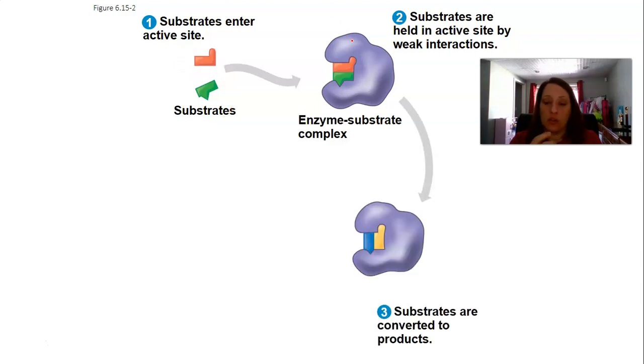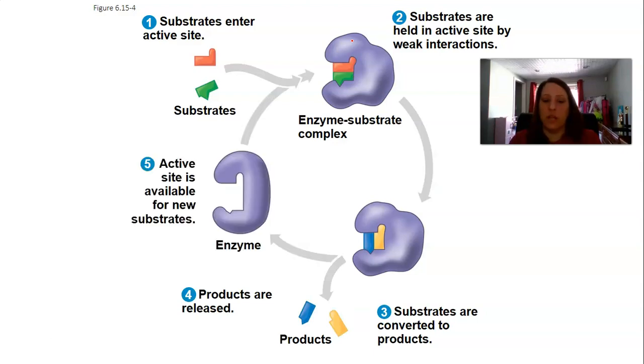There will be some contortion of bonds. The substrates might be aligned properly in good proximity to each other. And that's going to cause products to form. Products will then be released from the enzyme. And the enzyme will be now available to the next set of substrate molecules. Okay, so again, enzymes are not changed or consumed in the process of the reaction. Instead, they're really recycled and available for the next round.